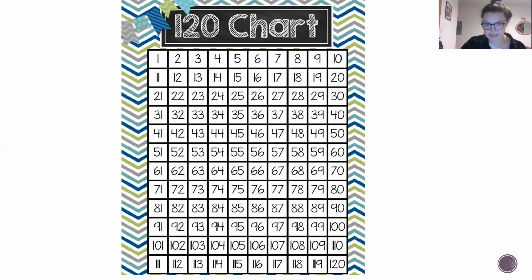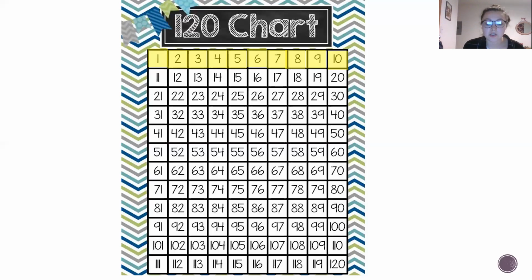All right, so let's check this thinking by starting at the row with the number 1. As we go across, the numbers are getting bigger. So we know 1 plus 1 more is 2. 2 plus 1 more is 3. 3 plus 1 more is 4. 4 plus 1 more is 5. Then 6, 7, 8, 9, 10. So every time we move across the 120 chart, the numbers are getting bigger by 1.